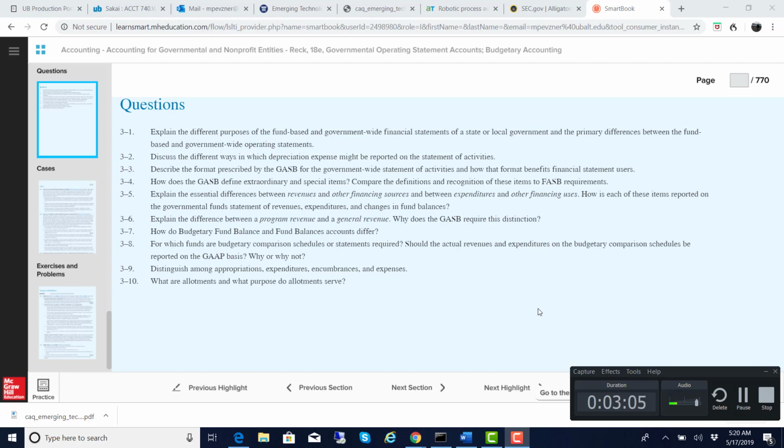Question 3.2, discuss the different ways in which depreciation expense might be reported on the statement of activities. If you go back again to page 72 of your textbook, it discusses, with respect to the government-wide statement of activities, direct and indirect expenses. So if an expense could be allocated directly to a program or a function, then it's called a direct expense and needs to be incorporated as part of that program or function. It's useful in that sense to look at illustration 3.1 on page 71 in the textbook.